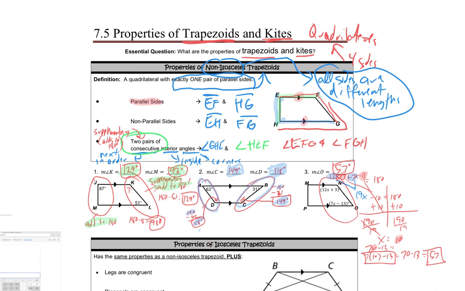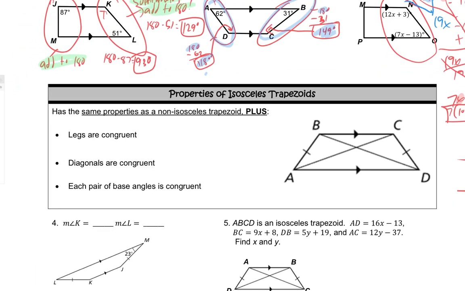So we said non-isosceles trapezoids have one pair of parallel sides, but all the sides are different lengths. That's the main thing. On the isosceles, we know that isosceles means two sides are equal, and not only two sides, but two opposite sides. So they have to be opposite each other.